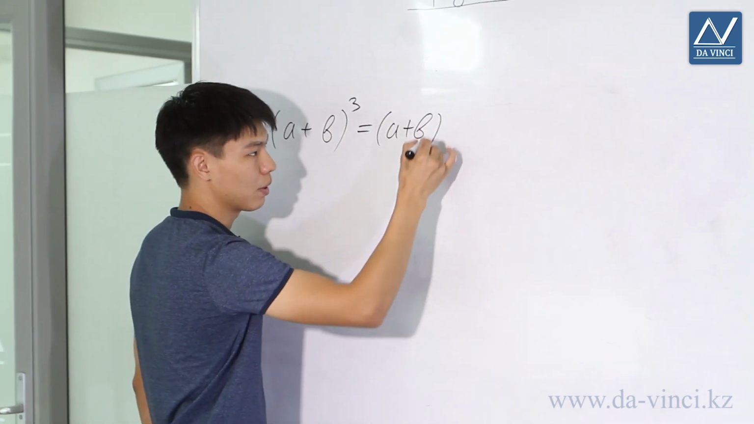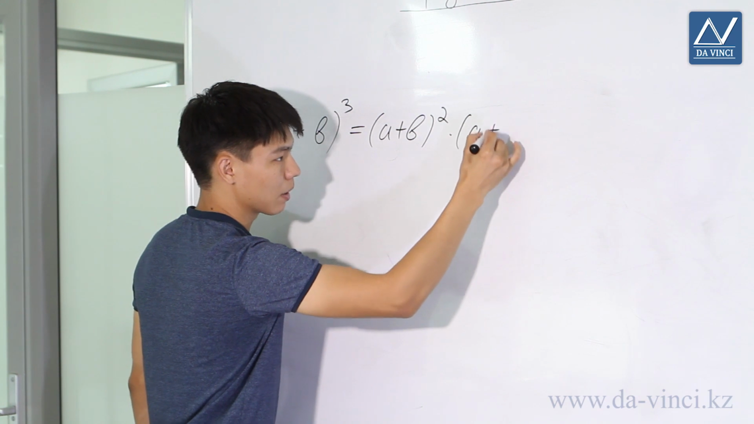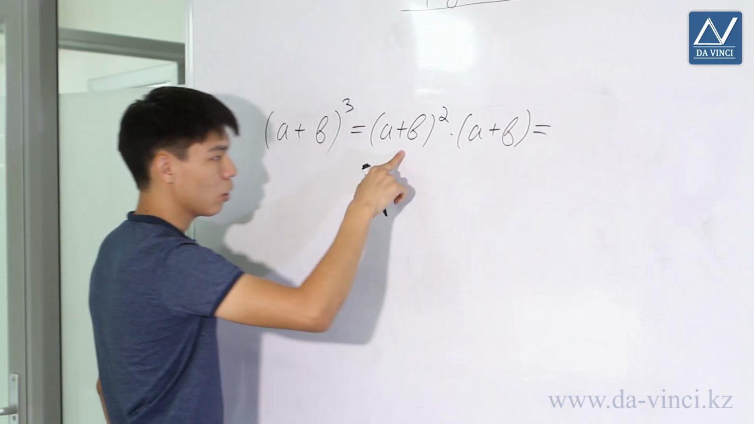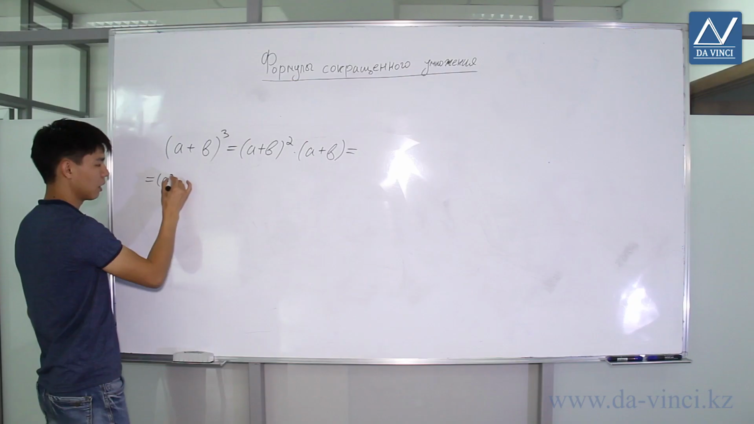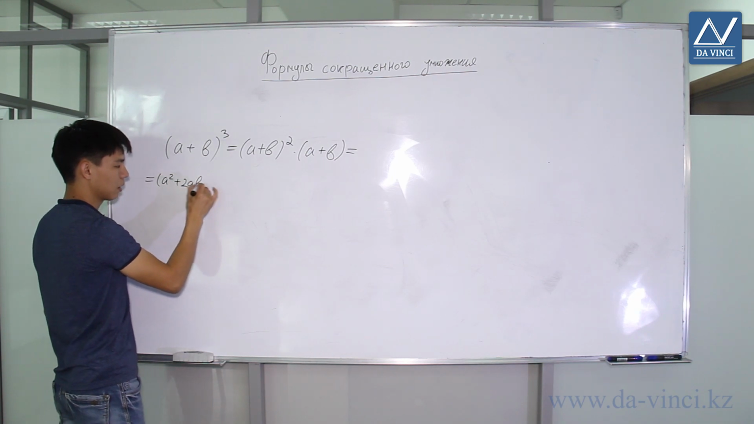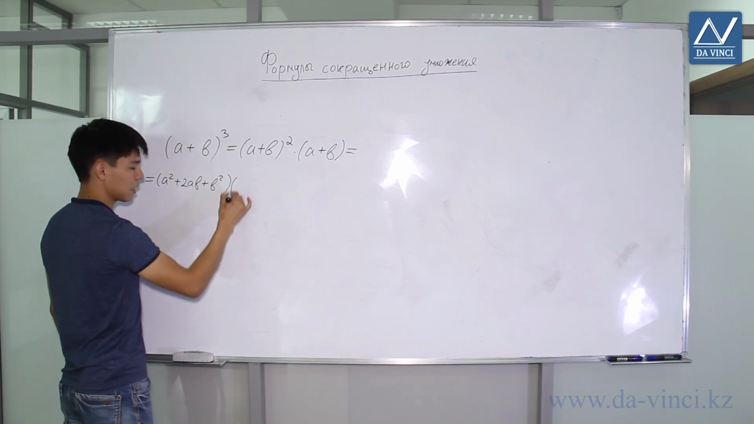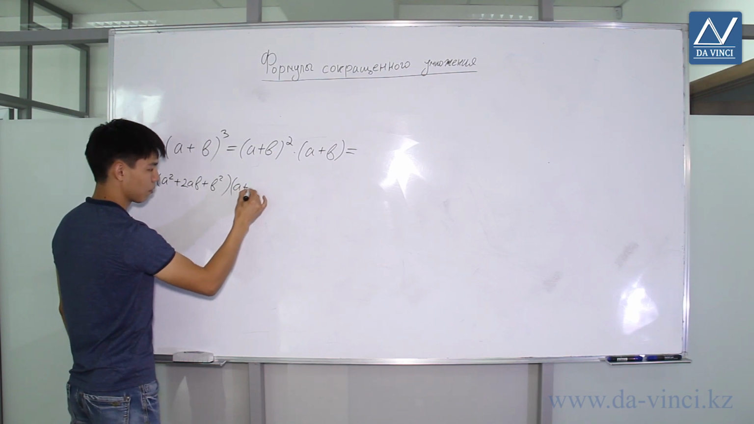(a plus b) cubed is the same as (a plus b) squared times (a plus b). But what is (a plus b) squared? That we already know. This is a squared plus 2ab plus b squared. It remains to multiply this polynomial by a plus b.